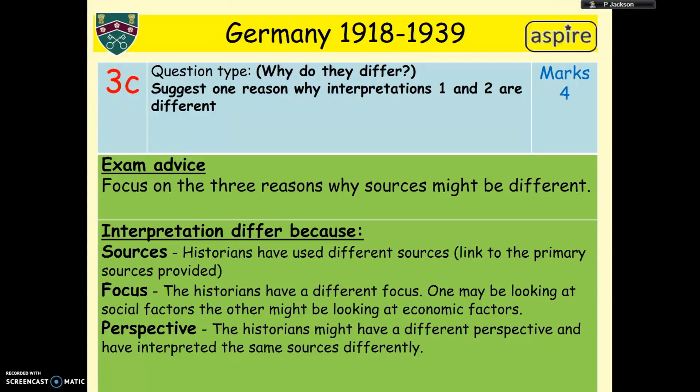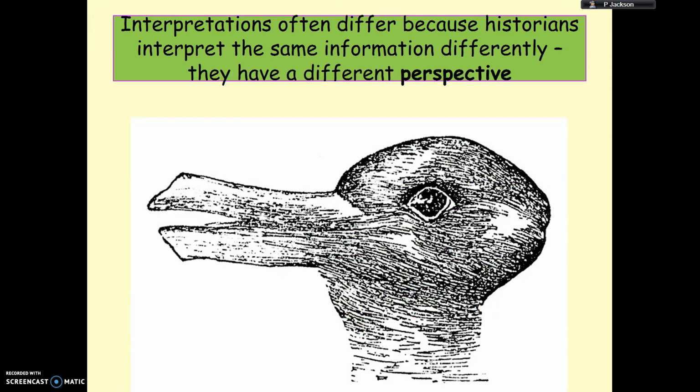You could also talk about how the historians might have a different focus. So one of them might be looking at, say, the social factors, or another one might be looking at the economic factors, or it might be that the historians have taken the same body of evidence but just interpreted it differently. Remember, we looked at this analogy within class to think about that interpretations are often different because historians might interpret the same information differently. They've come to different conclusions.